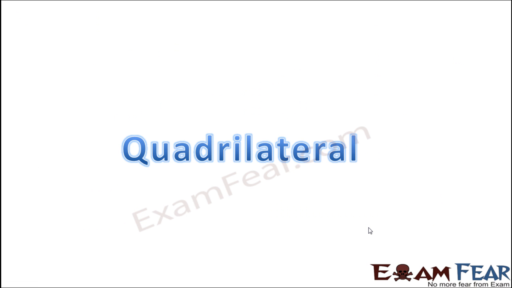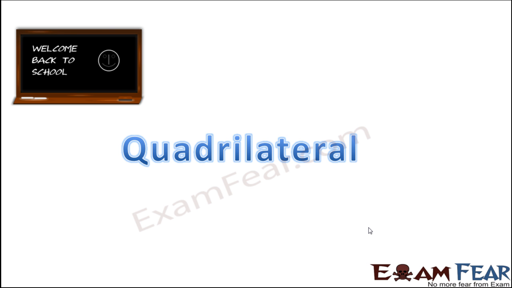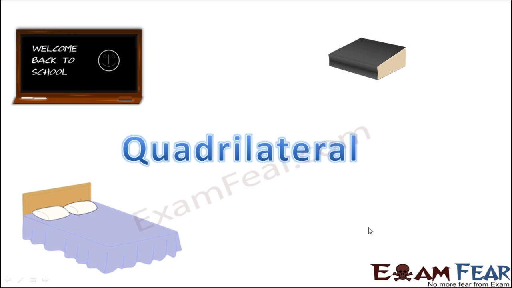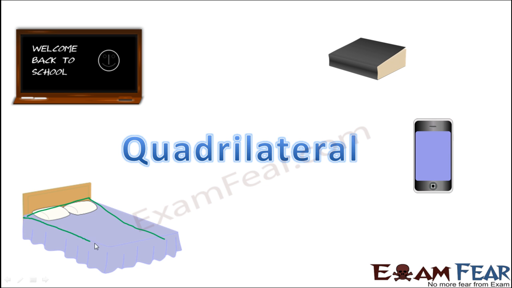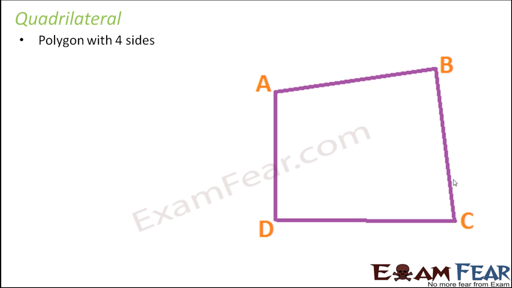So now we'll talk about quadrilateral. As I have mentioned before, a quadrilateral has four sides. Think of your blackboard or the book or a bed or your mobile phone. Everywhere you see that it is like the shape of a rectangle. Whenever you look at these objects, you can visualize a quadrilateral: a closed curve with four line segments as the boundary. Their outline represents a quadrilateral. So a quadrilateral is a polygon with four sides.